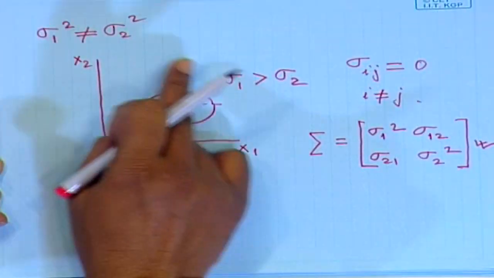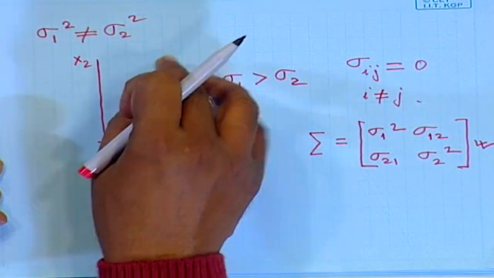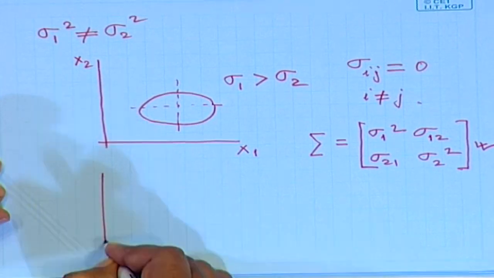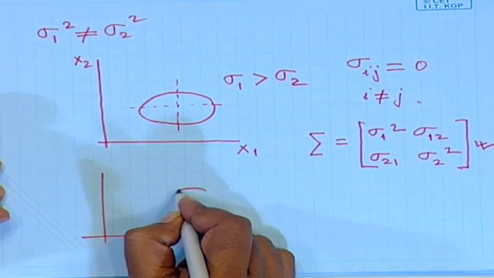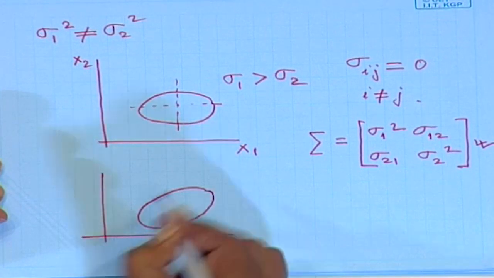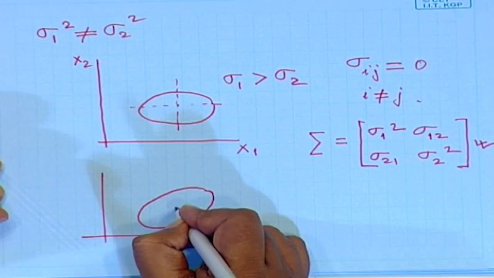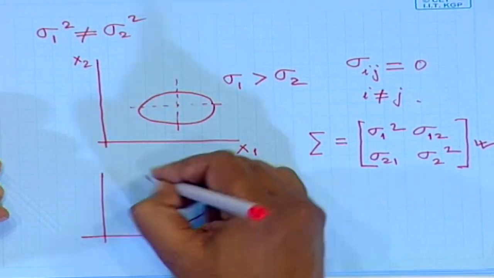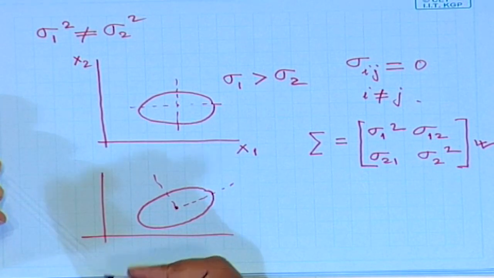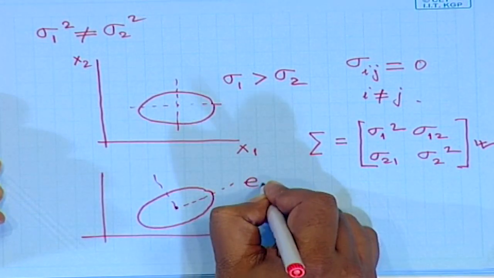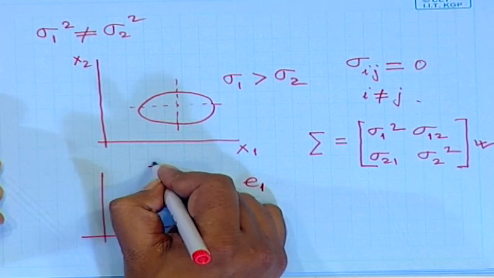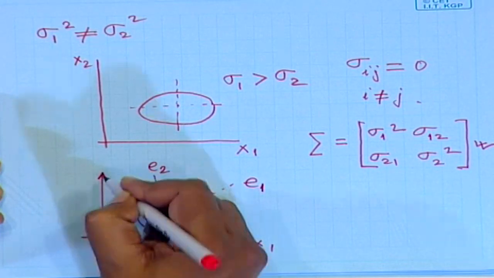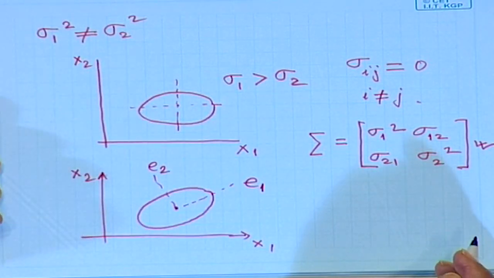So, instead of having a footprint of the loci of points of constant density like this, the footprints will be something like this. Again, it will be centered around mu, but the directions of the major axis and minor axis will be given by the eigenvectors of this covariance matrix, say E1 and E2. So, this is my x1 direction, this is my x2 direction.